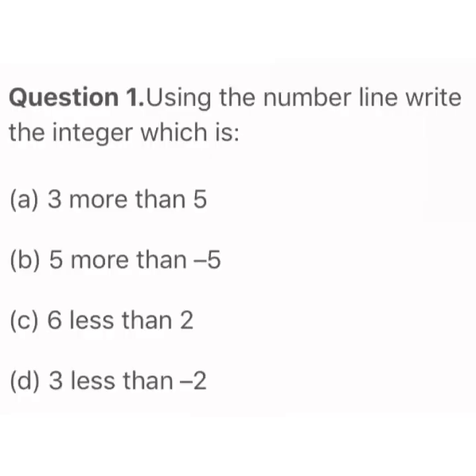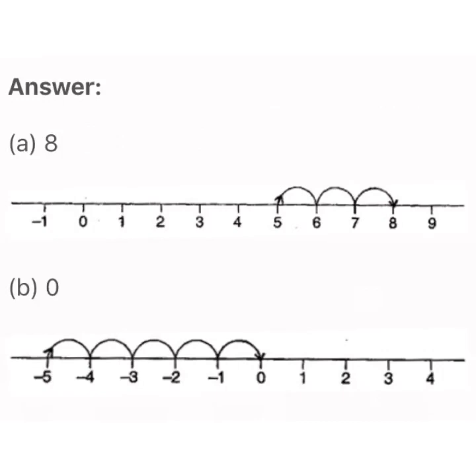Using the number line, write the integer which is. Children, here what you have to do, you have to add or subtract according to the instructions given, and the same you have to represent on number line. Okay, so the first one is 3 more than 5. Children, 3 more than 5 means 3 plus 5. So what is the answer?